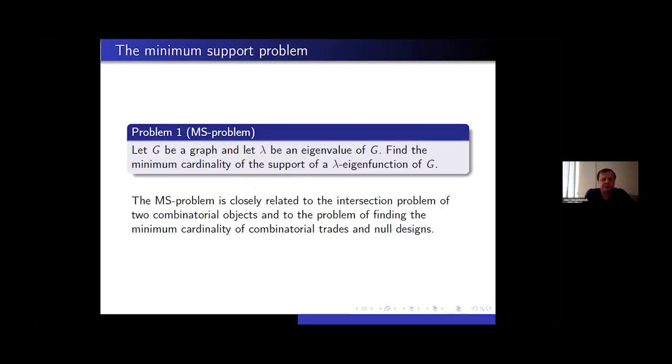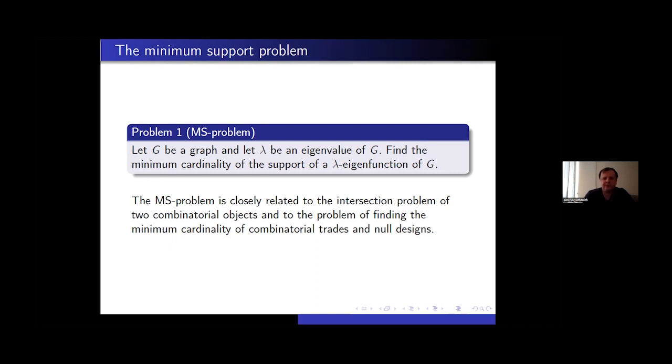Okay, now we consider problem 1. Let G be a graph and let lambda be an eigenvalue of G. The problem is to find the minimum cardinality of the support of a lambda eigenfunction of G. This problem is known as the minimum support problem, or simply the MSP. This problem is closely related to the intersection problem of two combinatorial objects and to the problem of finding the minimum size of combinatorial trades and null designs.